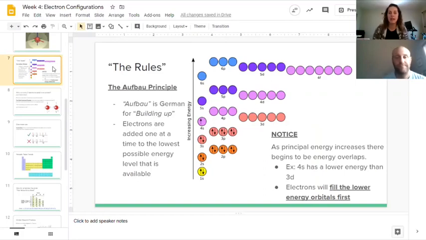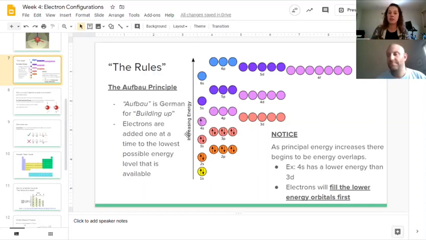So it's showing you how the atom is built up. Electrons are added one at a time to the lowest possible energy level that's available, and this is so that the atom is stable. Electrons, just like we do, want to put in the least amount of energy in order to find stability. As the principal energy increases, there actually start to be little overlaps between the sublevels when we are looking at how much energy is required.